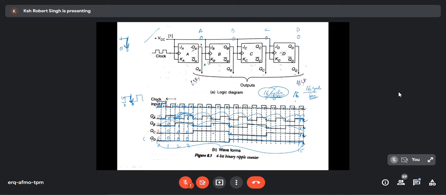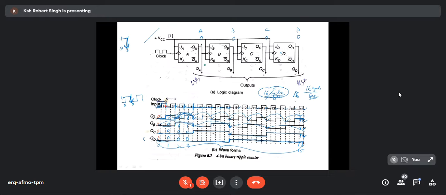Is this a synchronous counter or an asynchronous counter? Asynchronous. Yes, it is an asynchronous counter. Those students who are saying synchronous, I don't know how they are listening to the class. I have already told in the beginning also. This is an asynchronous counter.